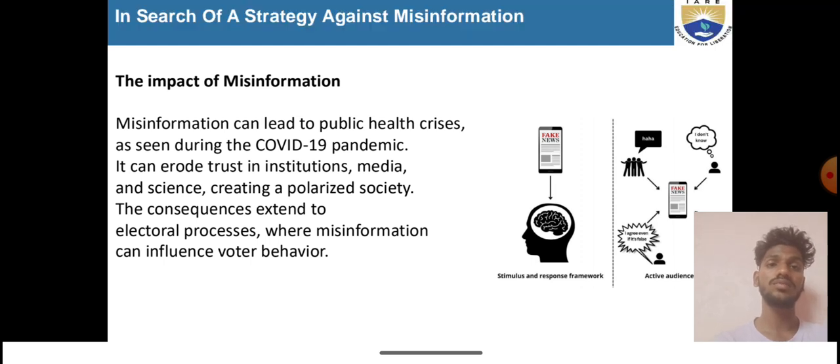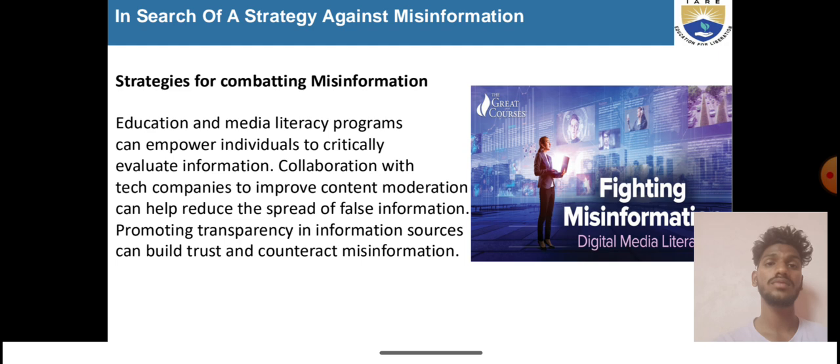Next, we will discuss strategies for combating misinformation. What are the strategies we will use to reduce this misinformation? Education and media literacy programs can empower individuals to critically evaluate information. Education is the process which can change everything, in every subject. Media also plays a vital role in stopping this misinformation reaching the public.